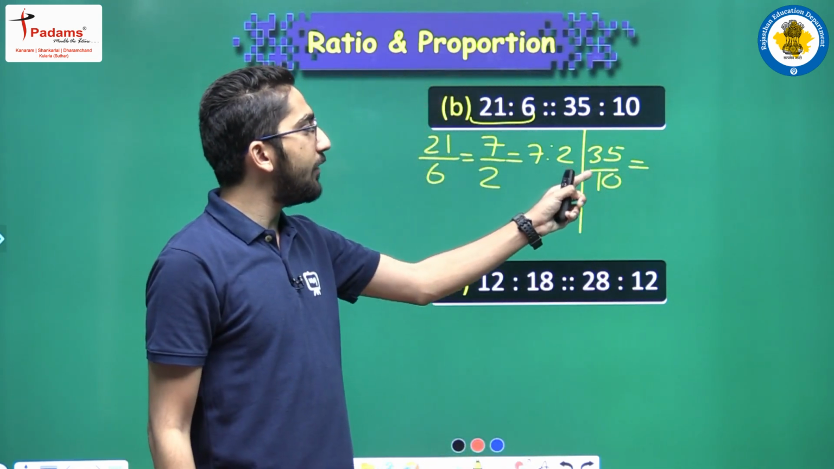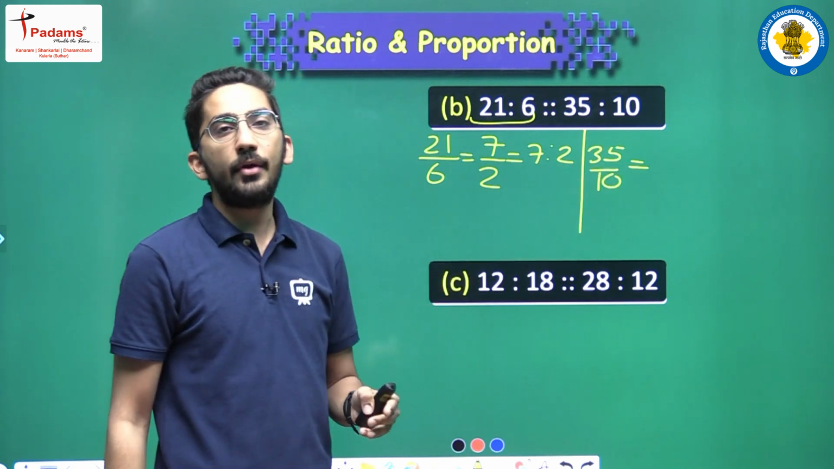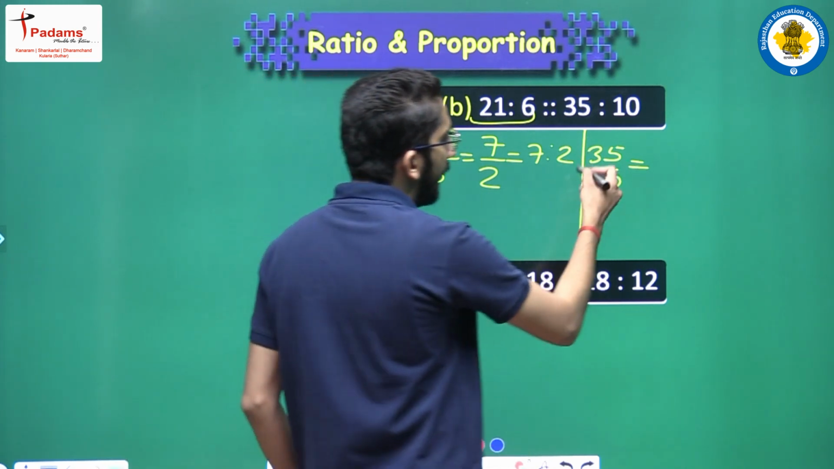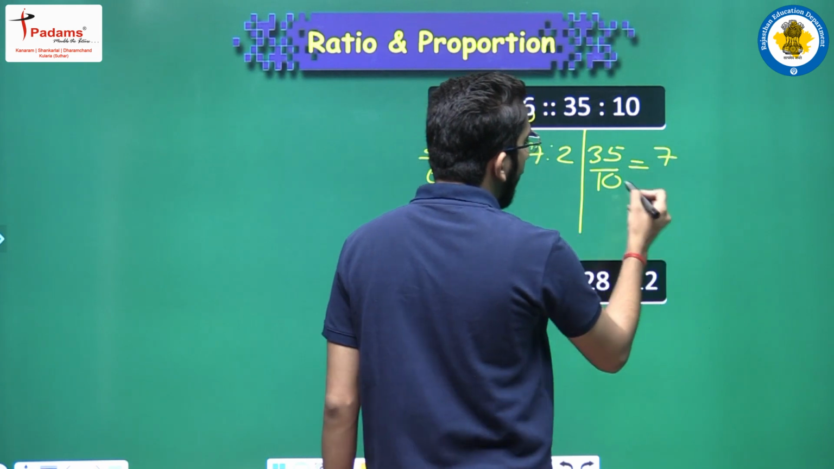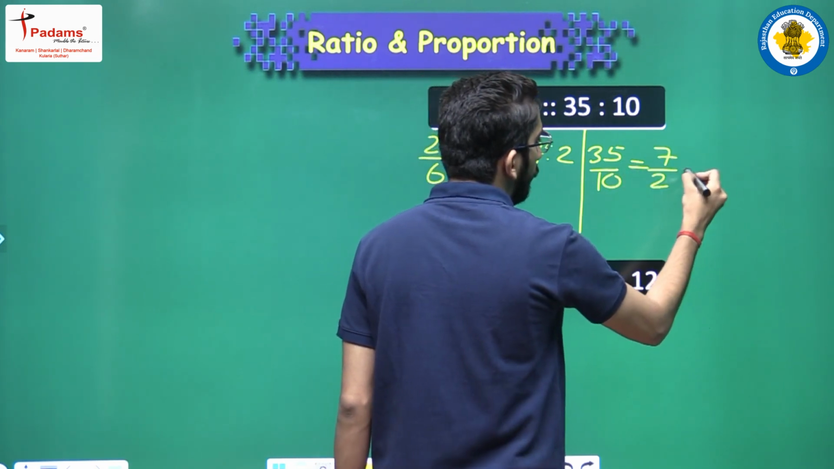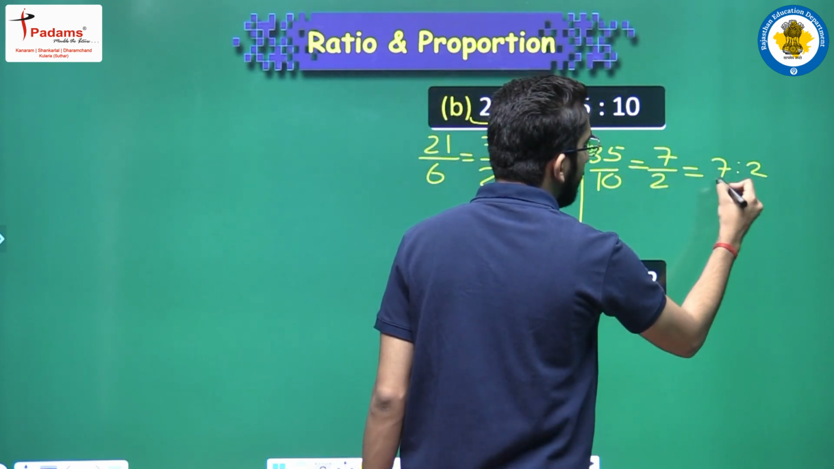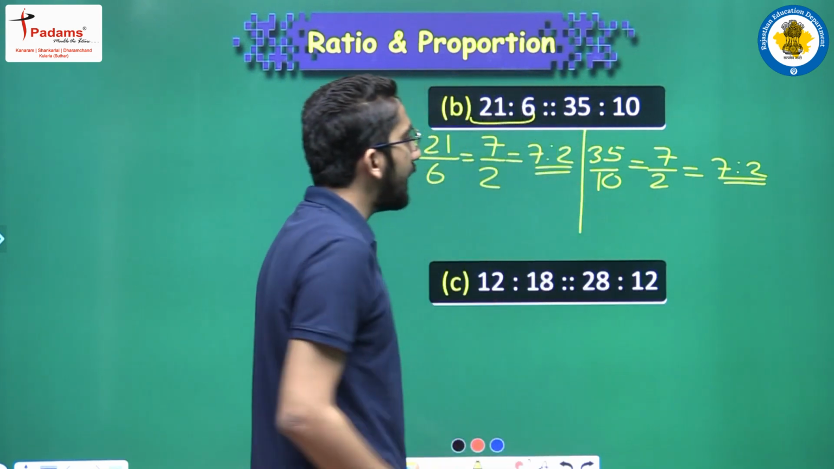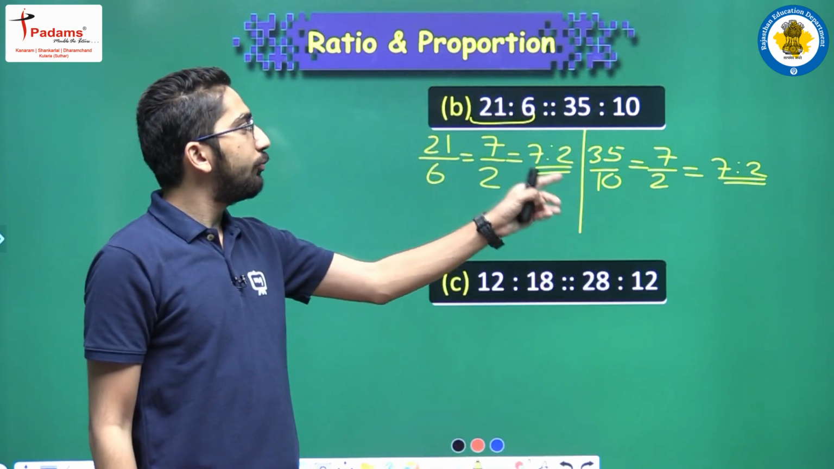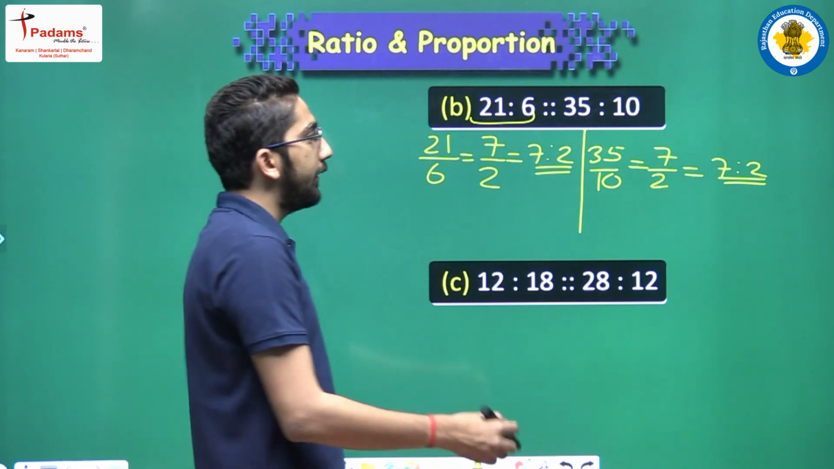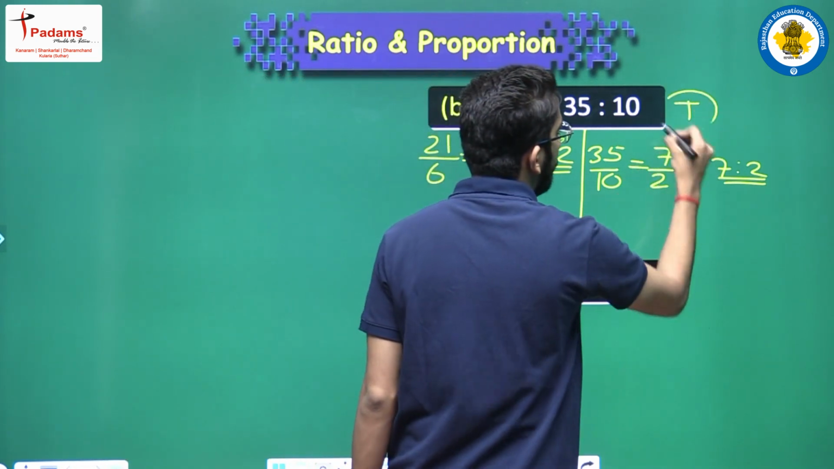35 divided by 5 will be 7 and 10 divided by 5 will be 2. So this becomes 7:2 and both the ratios are 7:2. So they are in proportion. So this statement is also true.